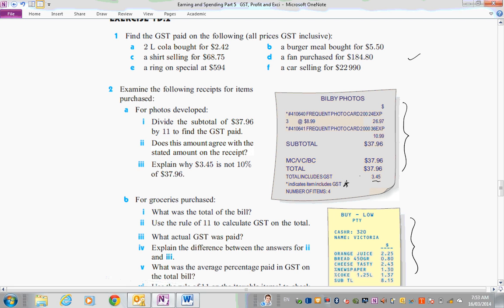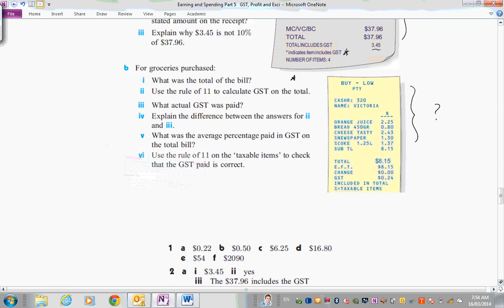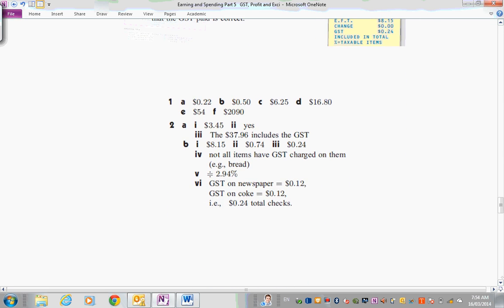Okay, so have a look. And then come down here to this little one as well. Okay, same thing. You're asked to read a docket. What was the total of the bill? Some basic questions here. Okay, and just note, are all items subject to GST? Read the bills carefully and see if you can work it out. There are some tricky ones in that. All right, we'll have a go at those. I'll show you the answers now. Down the bottom, there we have some answers.